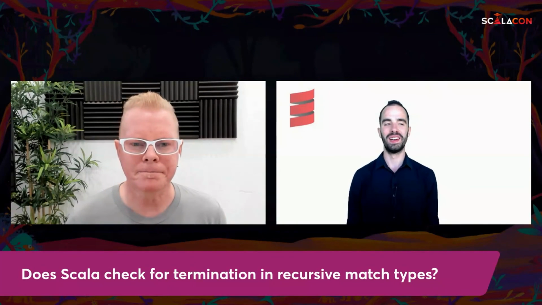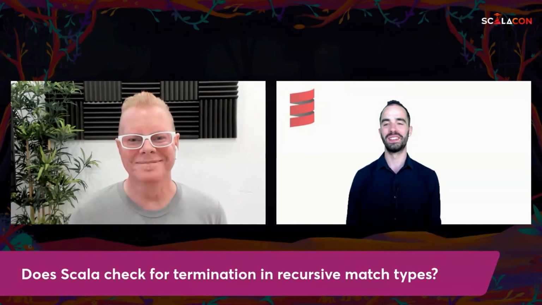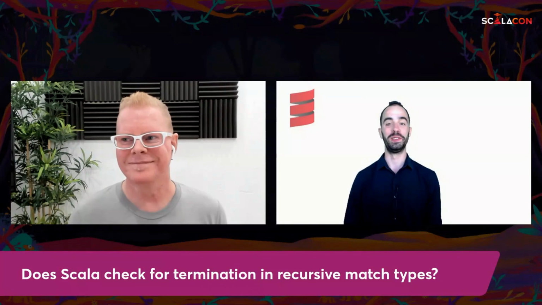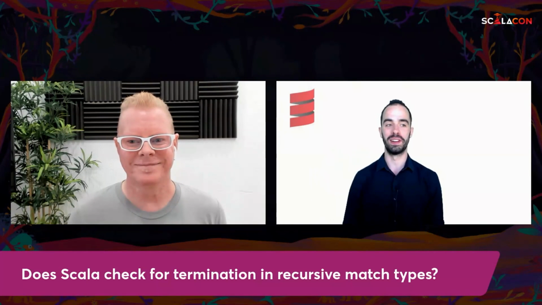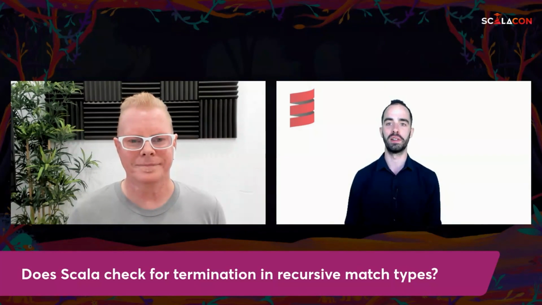No. The termination check right now is the stack. So in the formalism, you have a notion of fuel that you decrease each time you call yourself recursively. And in the compiler, that's actually just the stack. So no, we don't have automated checking of termination, but that's definitely on the table. And that's indeed one of the next steps to have more general dependent and refinement types in Scala.